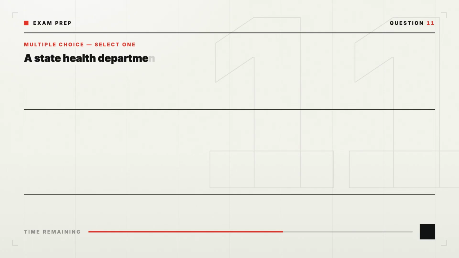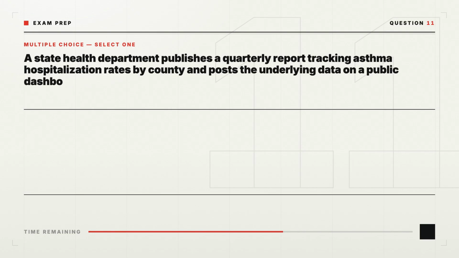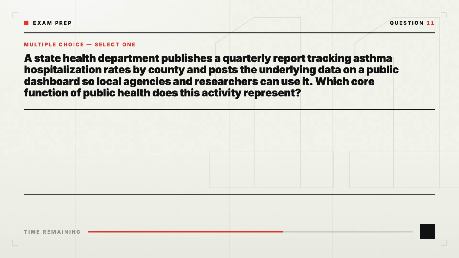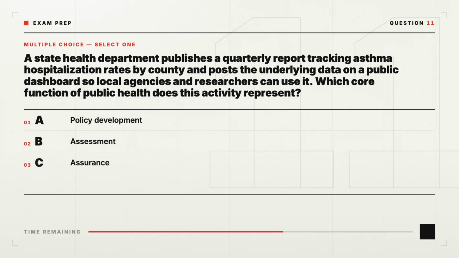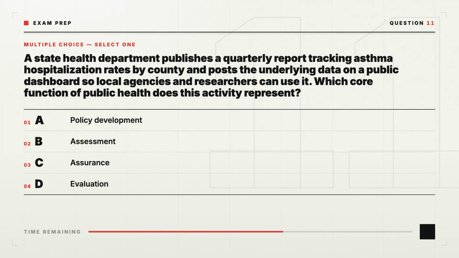Question 11. A state health department publishes a quarterly report tracking asthma hospitalization rates by county and posts the underlying data on a public dashboard so local agencies and researchers can use it. Which core function of public health does this activity represent? Your options are: A. Policy development, B. Assessment, C. Assurance, D. Evaluation. Before I reveal it, which one do you think is right?